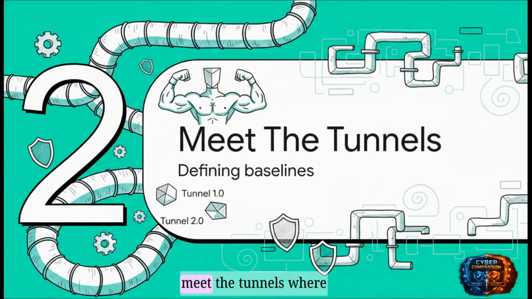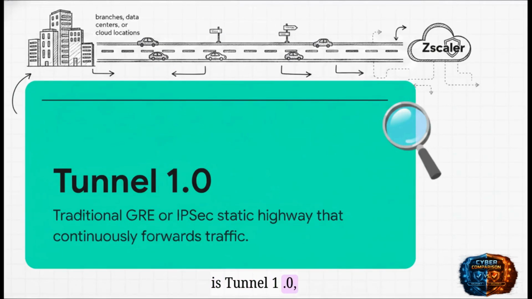Moving into Section 2, meet the tunnels, where we define our baselines. First up in the ring is Tunnel 1.0, what we can call the static highway. This relies on traditional networking protocols, using a GRE or IPsec-based forwarding architecture. Basically, traffic from your branches or data centers gets forwarded into Zscaler through static tunnels. It's literally like a physical highway connecting your office to Zscaler. The tunnel stays active and just continuously forwards traffic using static routing and manual failover configs. It's got limited traffic awareness, but let's be super clear here. This is a proven, incredibly mature model that has served enterprises perfectly for years.